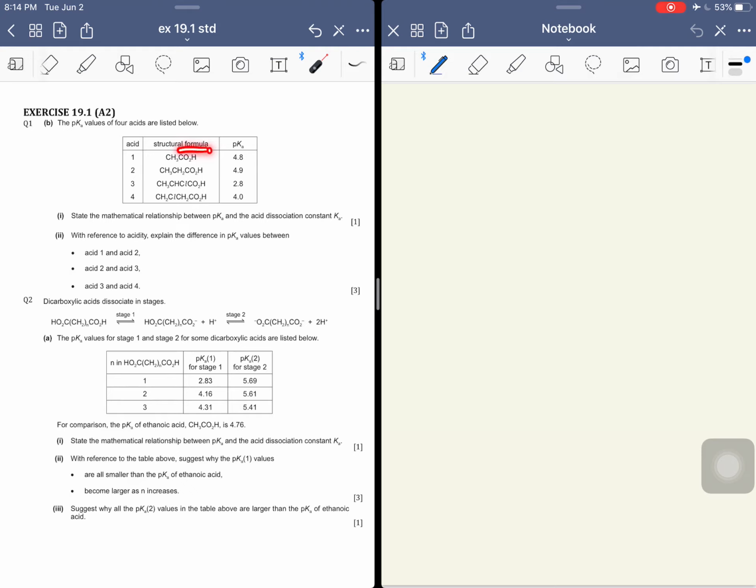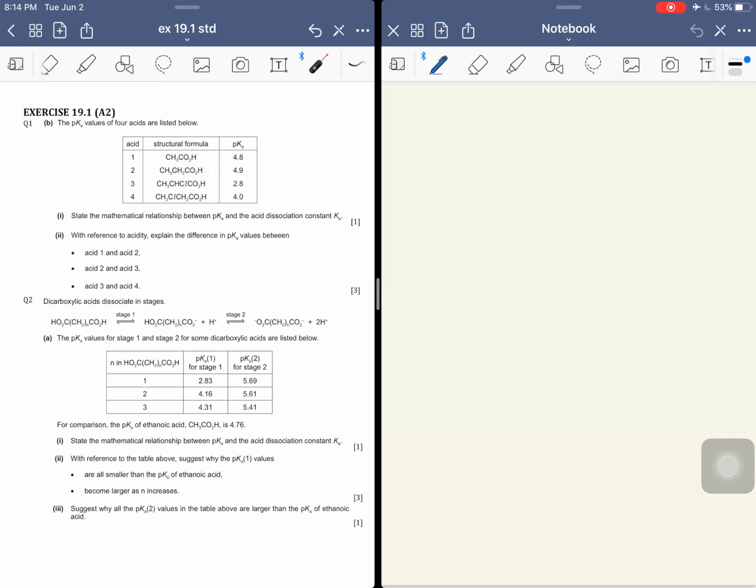Now, another thing that I want you to take note is that all of them have the COOH group. Okay, so if you want to compare the acidity between acid 1 and 2, you cannot talk about the COOH because both of them have the same functional group.